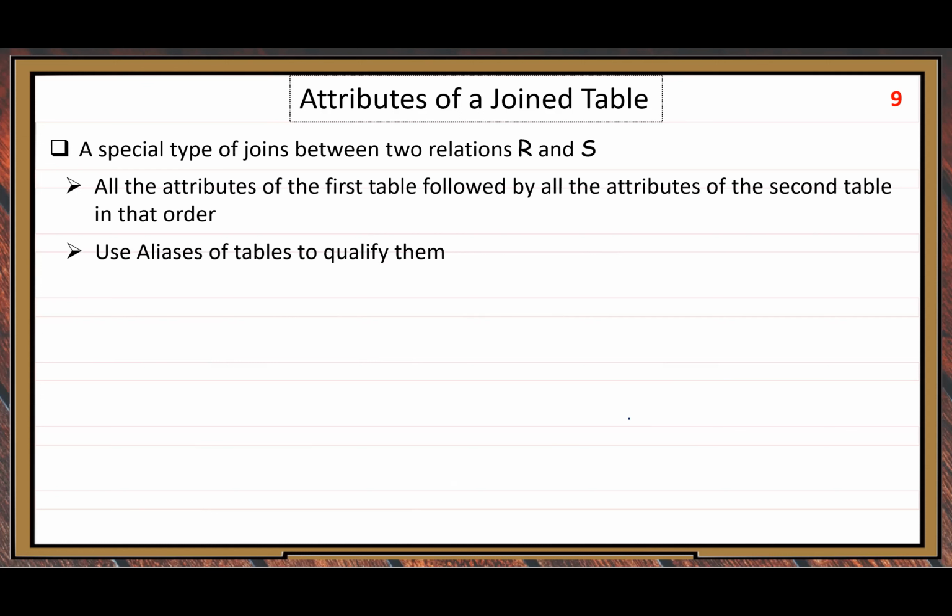Use aliases of tables to qualify them, because this table has no name. So you need to use the alias to qualify them. And actually, if you do not use an alias, the DBMS will complain. In this situation, if you do not use an alias, the DBMS would complain, because something is wrong.